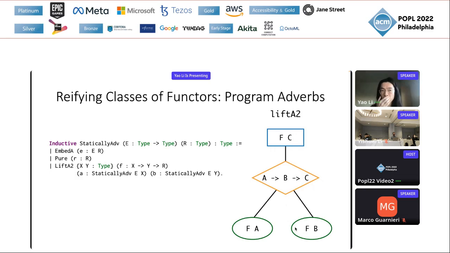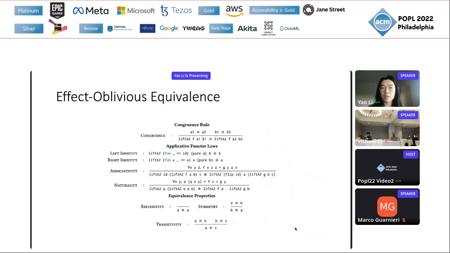But before that, I have been talking about the syntactic structure of reifying effect context. Now I can talk about how to define effect-oblivious equivalence. And defining effect-oblivious equivalence is, surprisingly, basically the laws of the classes of functors. So taking the static adverb as an example, it has the congruence rule, it has the applicative functor laws, and there are also the equivalence properties, including reflexivity, symmetry, and transitivity.